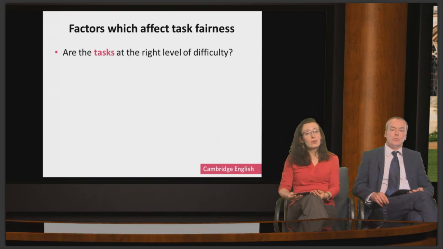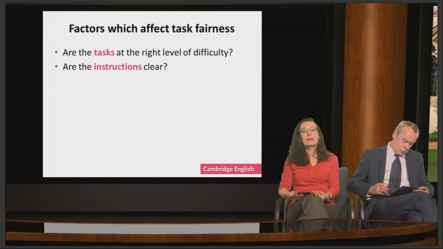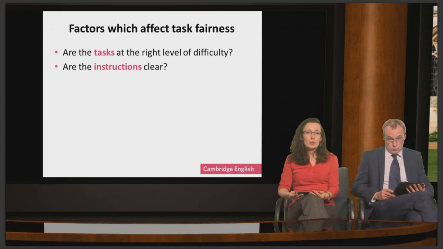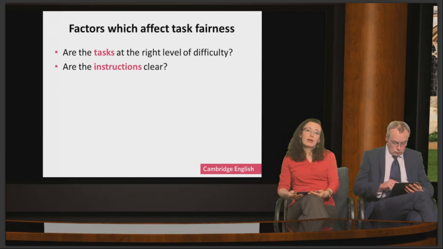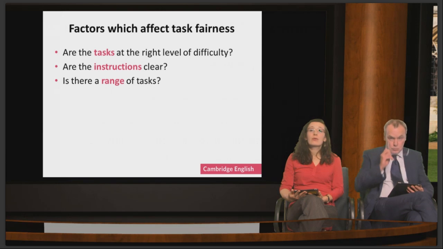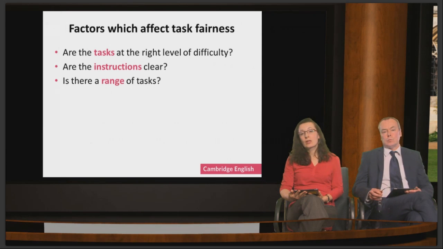Firstly, are tasks at the right level of difficulty for your learners? We have already discussed factors which influence task difficulty. Secondly, are the instructions to the task clear? If the instructions are not clear, the task may not assess the skills that it is designed to test. For example, learners should know if certain tasks are timed or not, or whether they are assessed on the language they produce in responding to reading comprehension questions. Another consideration is there a range of tasks in the test? As we've seen, different task types have different strengths and limitations, so including a range of task types would minimize limitations and optimize the strengths.